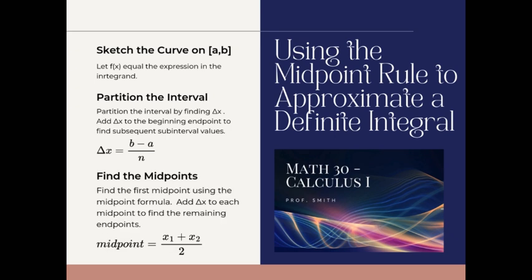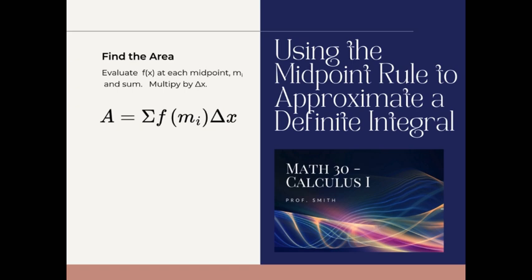And we find the midpoint using the midpoint formula. And then to get the subsequent midpoints, just add delta x to each midpoint. And the formula for the midpoint is by adding the two values, x1 and x2, and dividing by 2. And that's what we did. We added 1 and 1.75 and divided it by 2. Then next, we have finding the area.